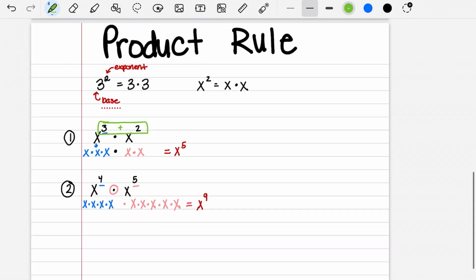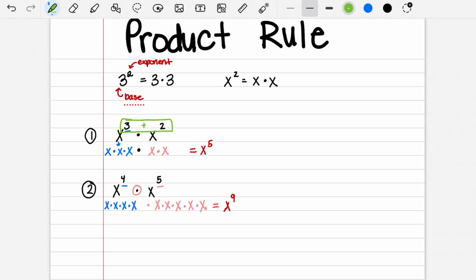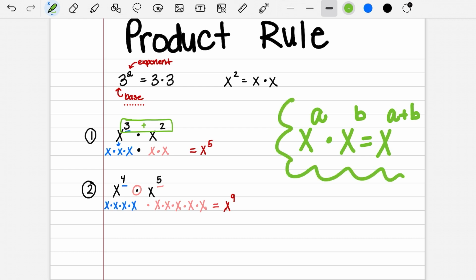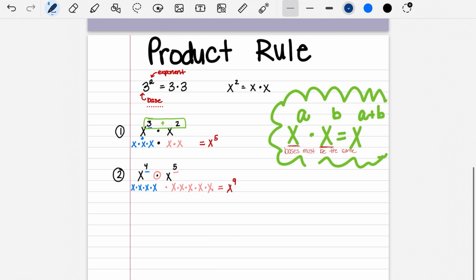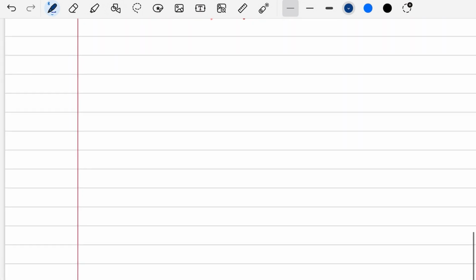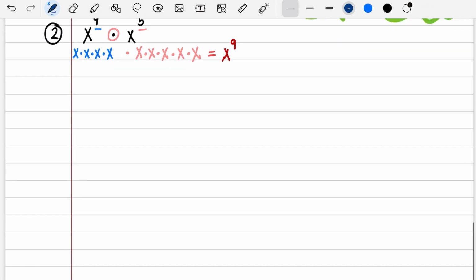So here's our product rule. X, let me make this a little bit more bold. The rule tells me that x to the power of, let's say, A, times, this is important, it has to be times, x to the power of B is going to be x to the power of A plus B. And this is our rule. Let's practice a little bit. I'll leave this up.